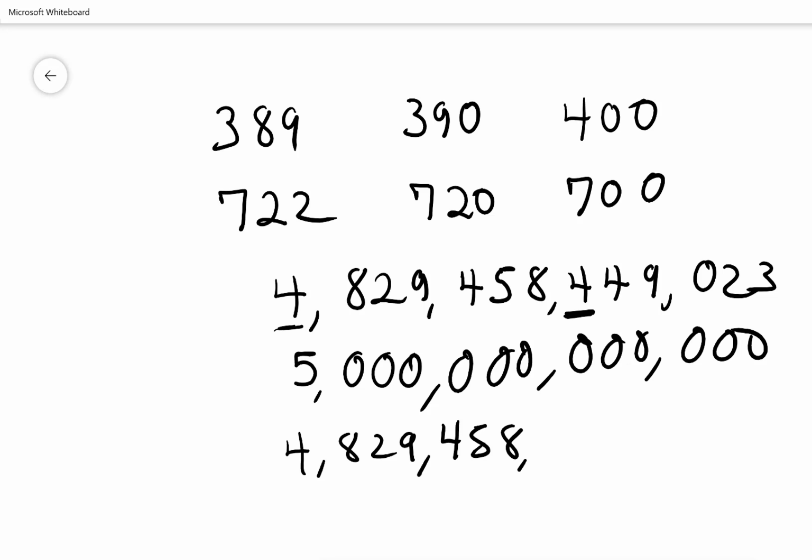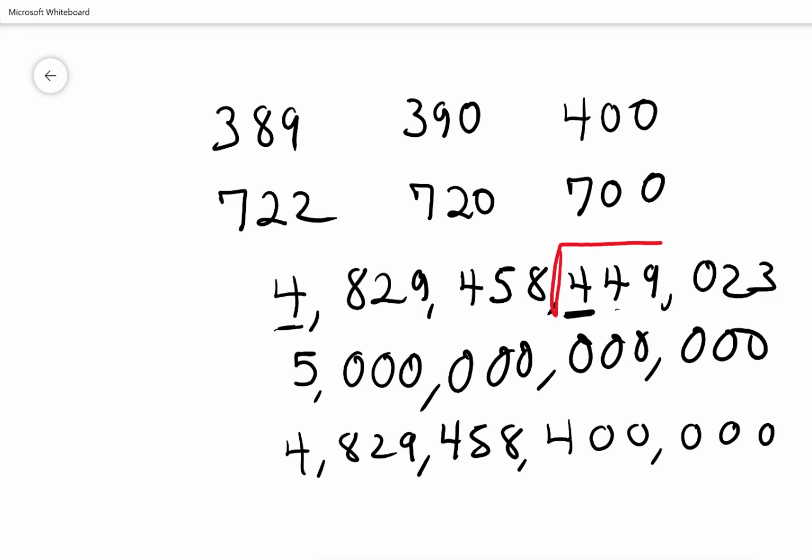And then we're looking at this digit here, 4. Is 4 less than 5? Yes. So this stays the same. And everything after it goes to 0. So this number rounded to the nearest 100,000 is 4,829,458,400,000.